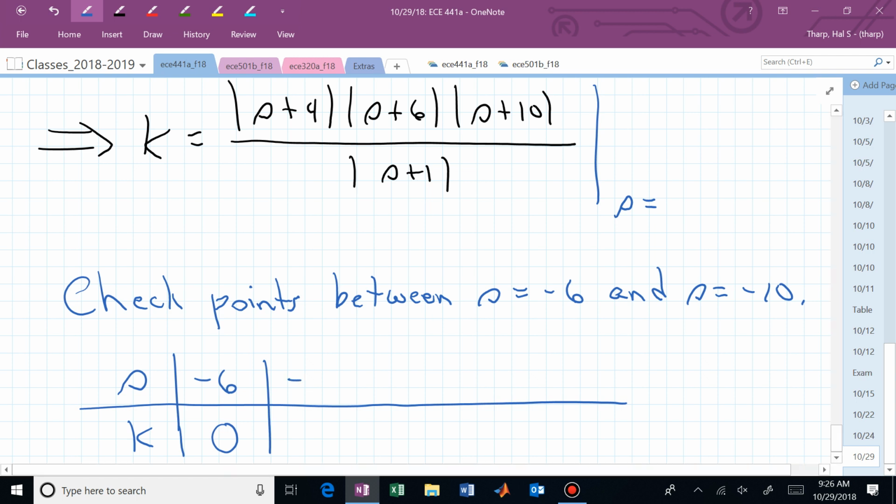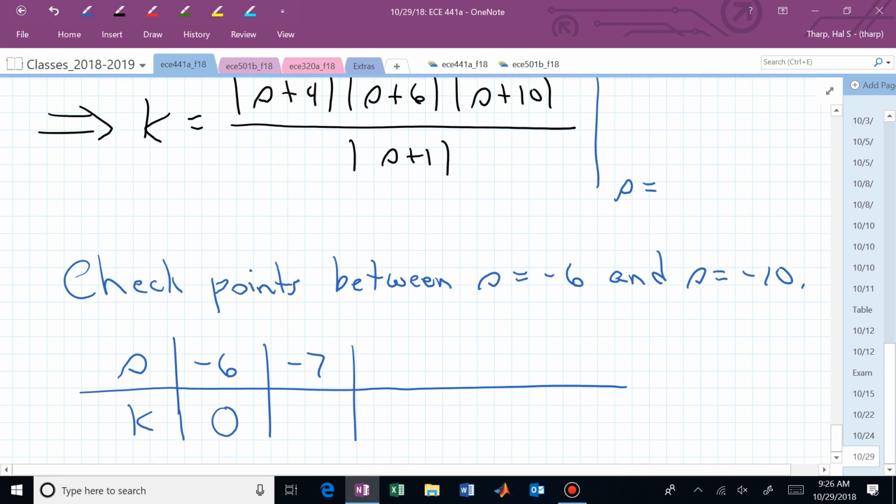What if I said, I'm not going to think too much, let me just start plugging in some numbers. Minus 7. If you evaluate this at -7, it's pretty easy to calculate. You wouldn't even need your calculator. You could do this manually. Now you have 9 over 6, or 1.5 for k. Again, we're taking the magnitudes, so these will be positive values for the gain k.